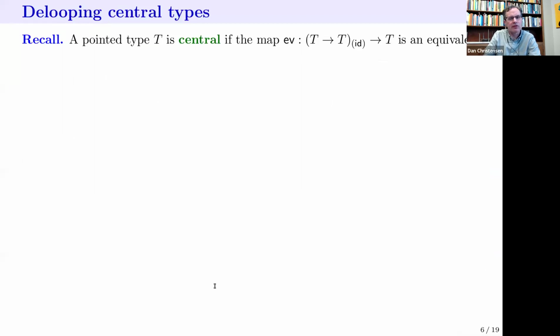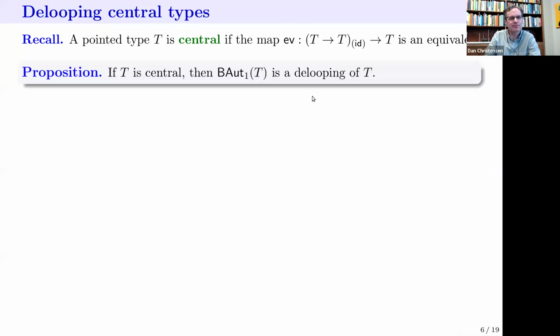Let's go on. So here I'll start to tell you some of the powerful things that are true when you know that a type's central. So here's the definition. The first thing is that if T is central, this thing we already defined, B.1 of T, turns out to be a delooping of T. Okay. And this is where you see why I first talked about oriented bundles, and then I did this detour into central types, because B.1 of T makes an appearance here. So when I say it's a delooping, what I mean is that when I loop it, I'm going to get T. And so let's just check this.